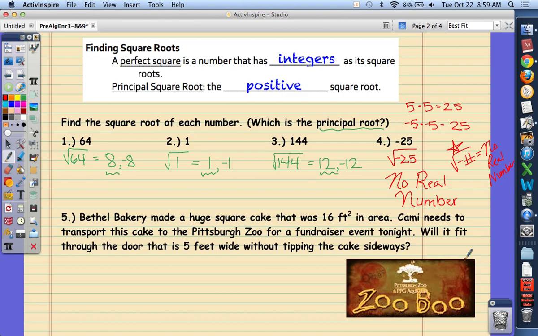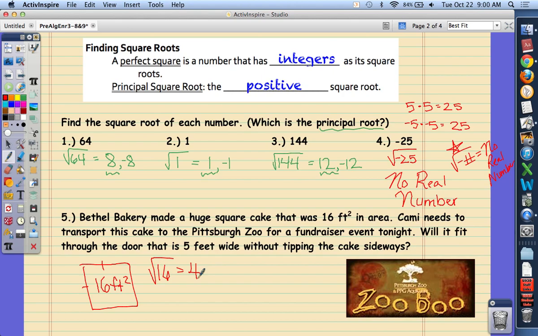If we think about it, if our area is 16 feet squared and we have a square cake, then we know that these lengths are congruent, or they are the same. So if we find the square root of 16, we can find the side length of the cake. And if we know the side lengths of each side of the cake, we can figure out if it'll fit through the door. So the square root of 16 would be 4.